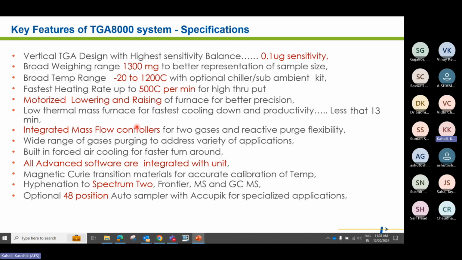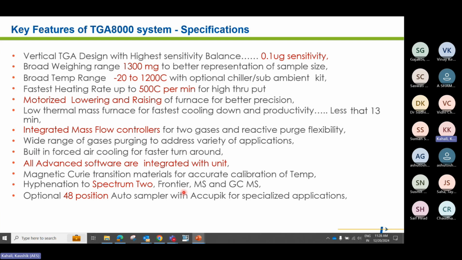So for the next sample, again the system has to cool down, come to room temperature, and only then can you start the second sample analysis. So if this cooling down is not faster, then your unproductive time in the lab will increase. That is being taken care of in this system. It is only 13 minutes for which the system will come from 1000 to 100 degrees Celsius.